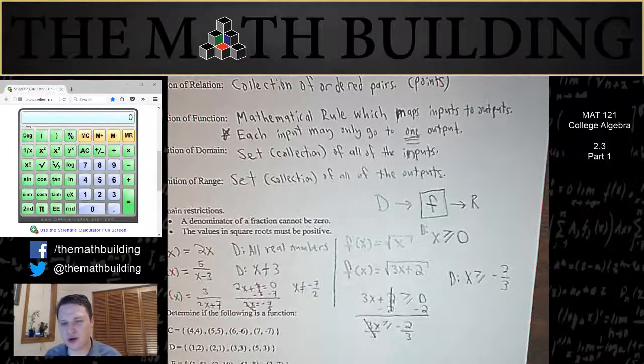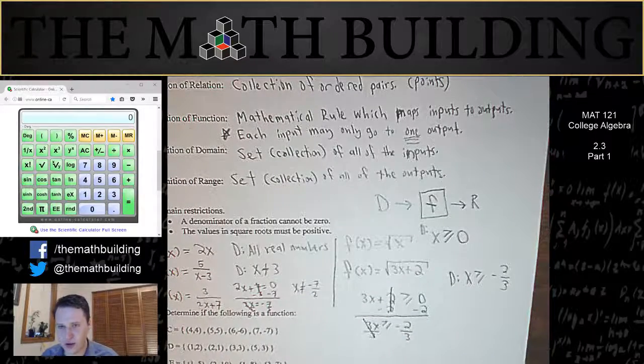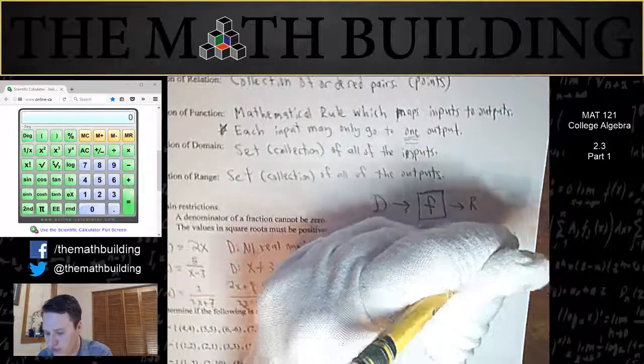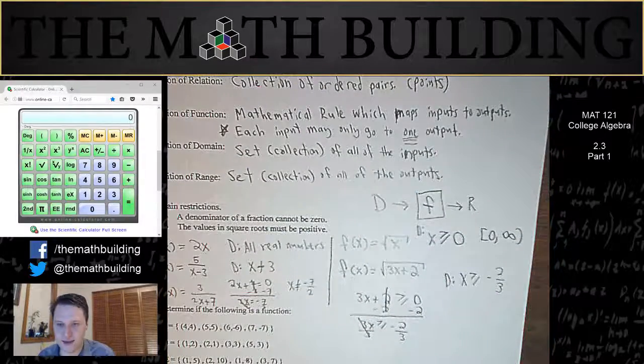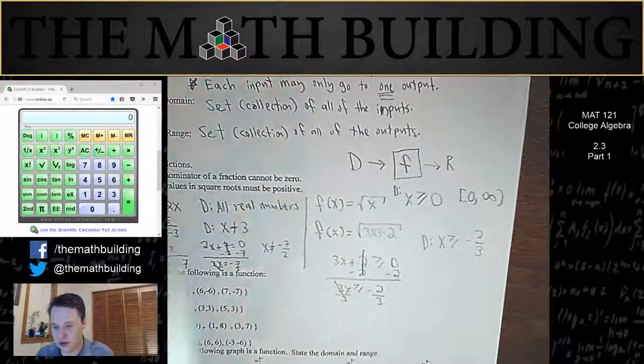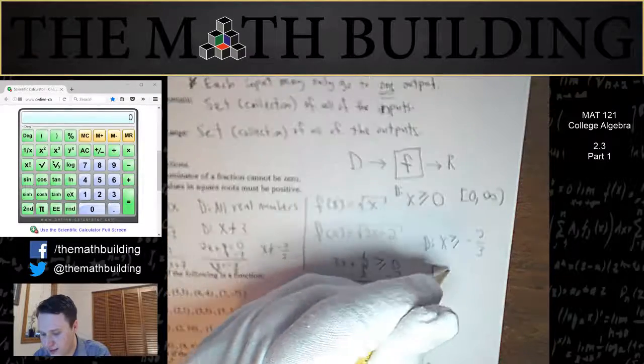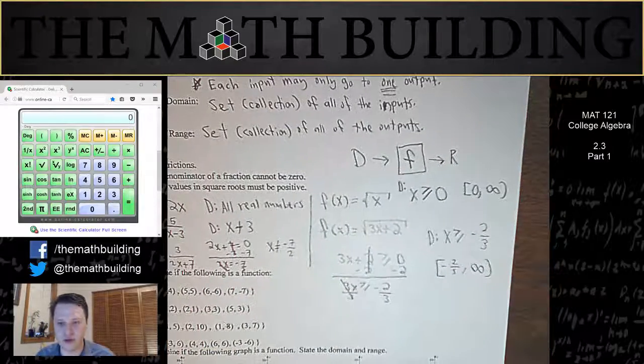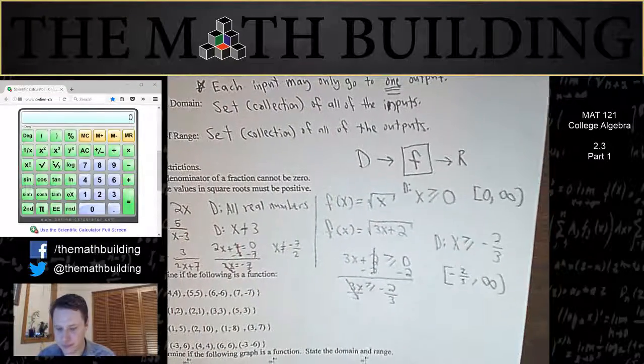And by the way, I should have written these in interval notation. This would be, in interval notation, 0 to infinity, with a bracket on 0. In interval notation, this domain would be bracket negative 2/3 to infinity. So those are the two domains of both of these.